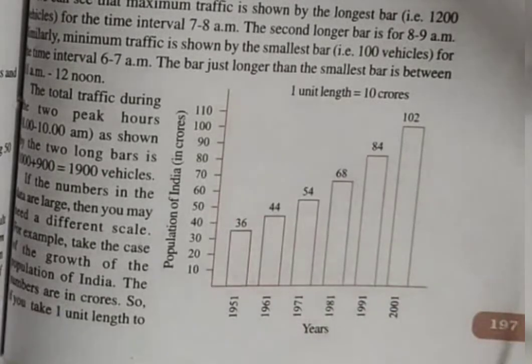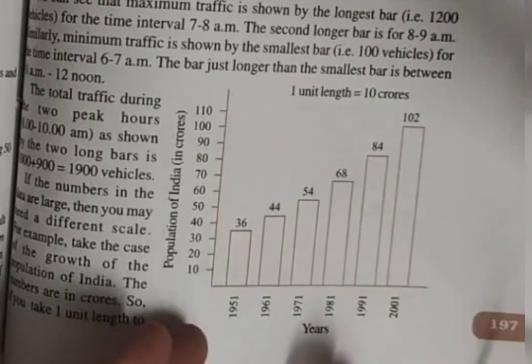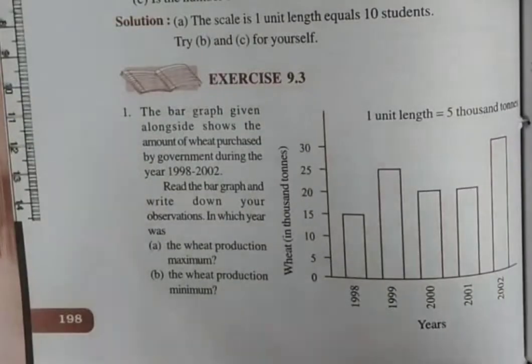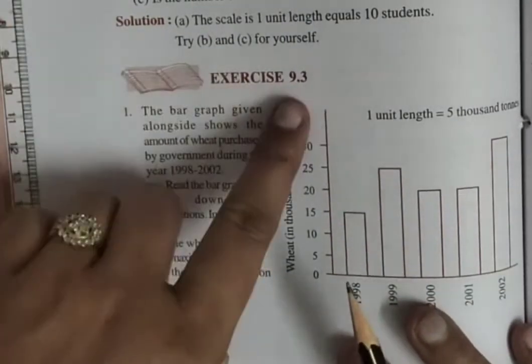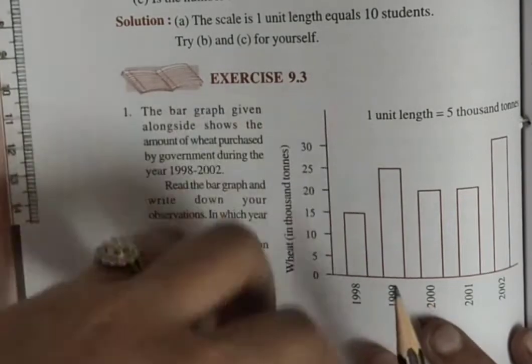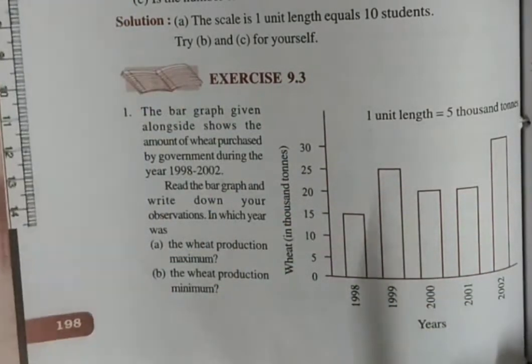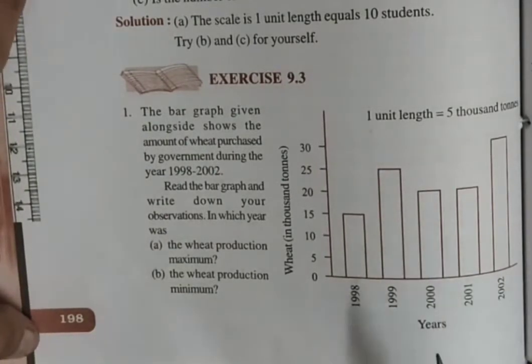So in this way we can interpret and read the bar graph and make certain conclusions, as we have just done. It is so easy, and to know more about this we need to discuss the questions of exercise 9.3 that we are going to do now. Now let's focus on this question of exercise 9.3 to understand better how we can interpret bar graphs.